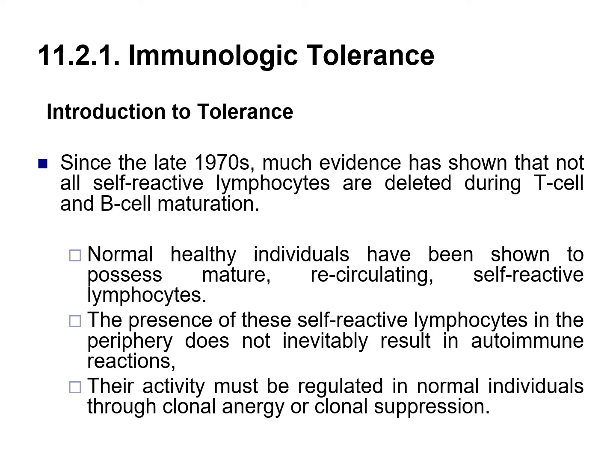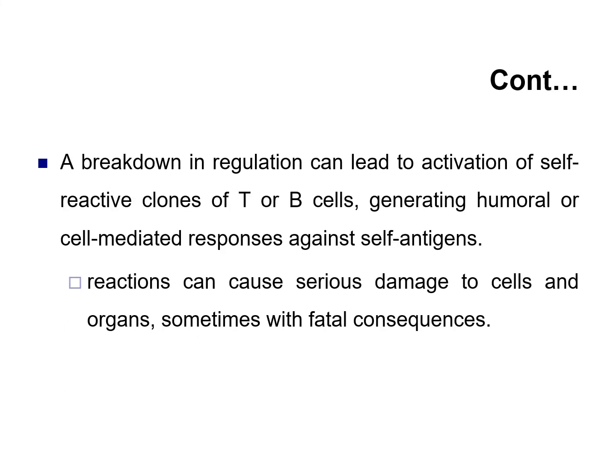So there will be clonal suppression. So they will not multiply. A breakdown in the regulation can lead to the activation of the clones of these cells that will generate humoral and cell-mediated response against your own antigens. That's the problem. If this happens, there will be serious damage to the cells or organs, sometimes with fatal consequence. So this is what we call autoimmune response or autoimmune disease.